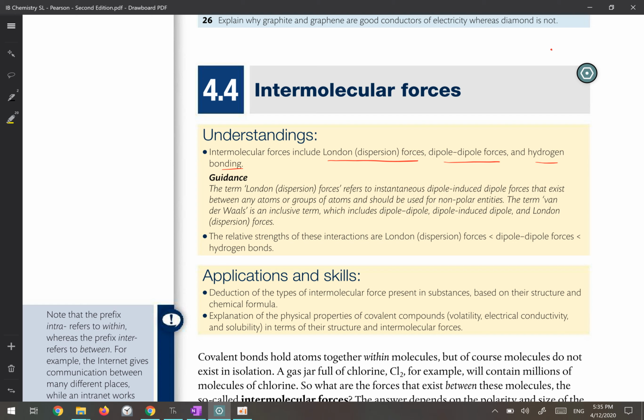And at the end of this section, you must be able to deduce the type of the intermolecular forces present in the substance based on their structure, chemical formula, and polarity. And also you must be able to predict and explain physical properties of the covalent compounds, like their volatility, electrical conductivity, solubility, their boiling point and melting point, in terms of their structure and intermolecular forces which are available between them. Okay, so let's start this section.